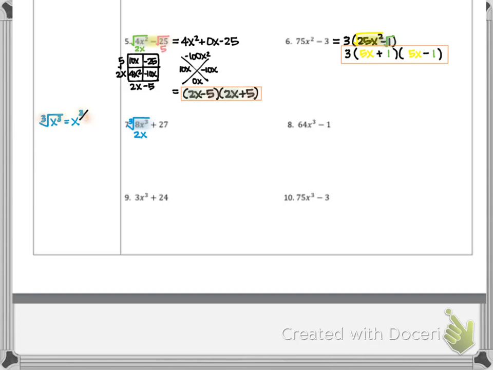So if we simplify that, we're going to get, well, 3 divided by 3 is just 1, so we get x. Okay, now back to the problem. Now we want to take a look at the next piece and ask myself kind of the same thing. Can I cube root that term? Okay, well, let's see. Can I cube root that term? And actually, yes, I can.